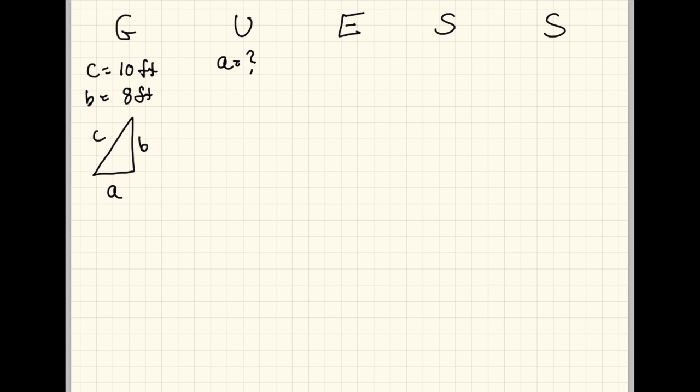Now, maybe at this point you can see where we're going, and the relevant formula we need is the Pythagorean theorem. We'll write down a squared plus b squared equals c squared under E for our equation. Now, it's time to substitute. So, a squared plus 8 feet squared equals 10 feet squared.